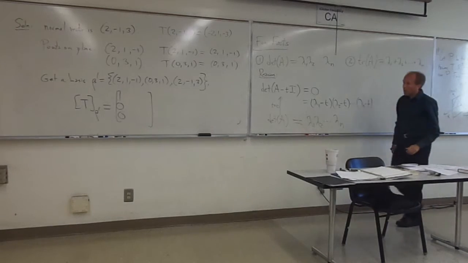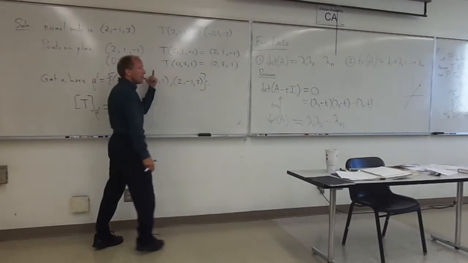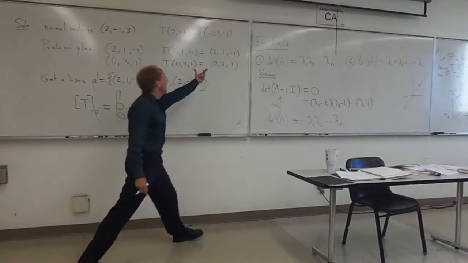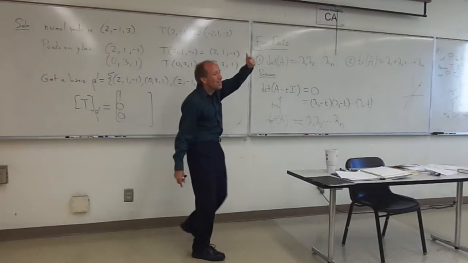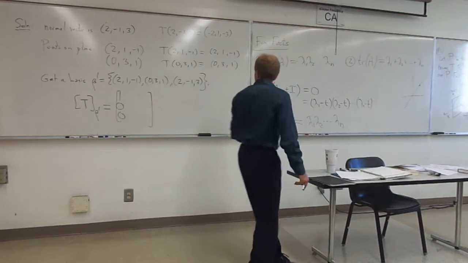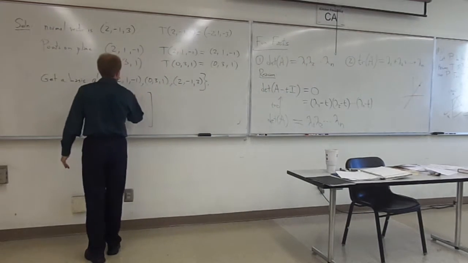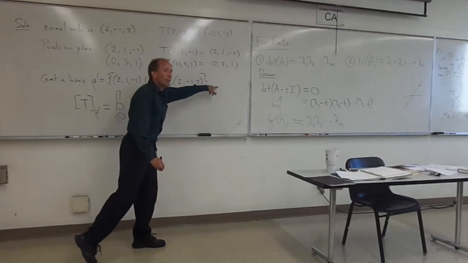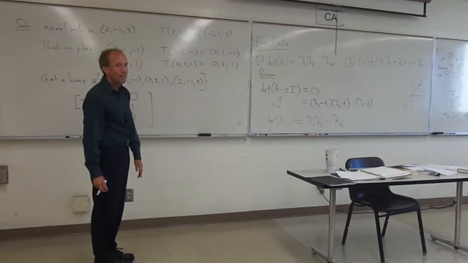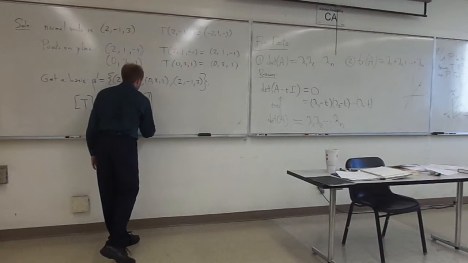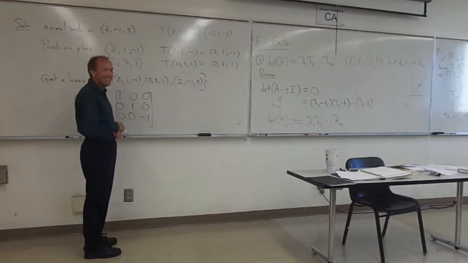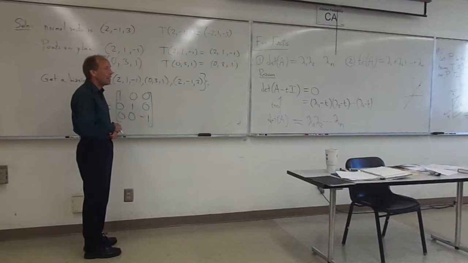Okay. So let me ask you guys about the second vector. When I transform (0, 3, 1), I get (0, 3, 1). I rewrite that in terms of the basis, and I get (0, 1, 0), right? What about (2, negative 1, 3)? (0, 0, negative 1), right? The idea, guys, is this is an easy one. That's easy to find.